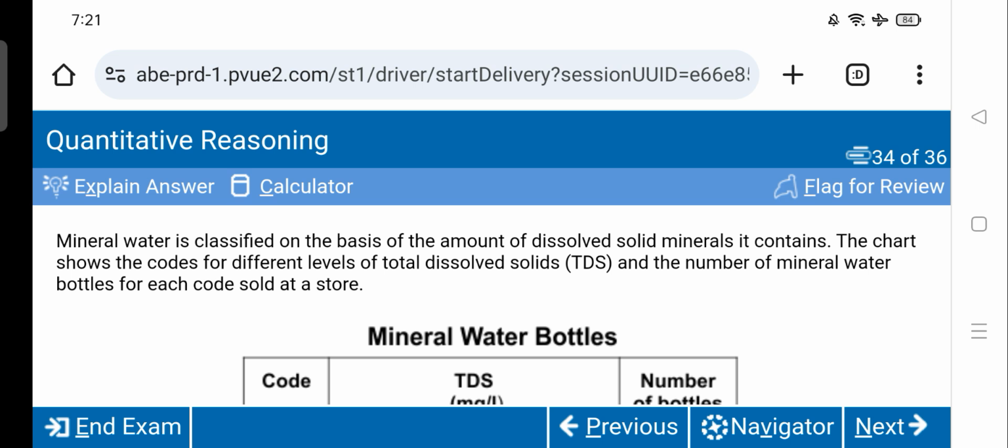Without any further delay, let's start our video with question number 34 of section 3 of quantitative reasoning. The statement given is that mineral water is classified on the basis of the amount of dissolved solid minerals it contains. The chart shows the codes for different levels of total dissolved solids and the number of mineral water bottles for each code sold at a store.